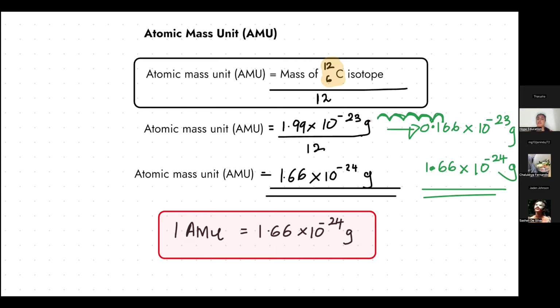So the atomic mass unit is just one way of measuring the mass of elements and compounds. It's just a unit, like grams, kilograms, milligrams, tons. Is this clear to all of you? Give me a thumbs up, please.